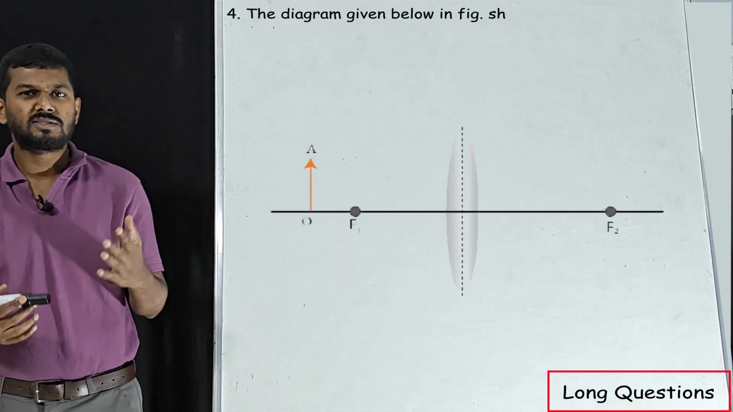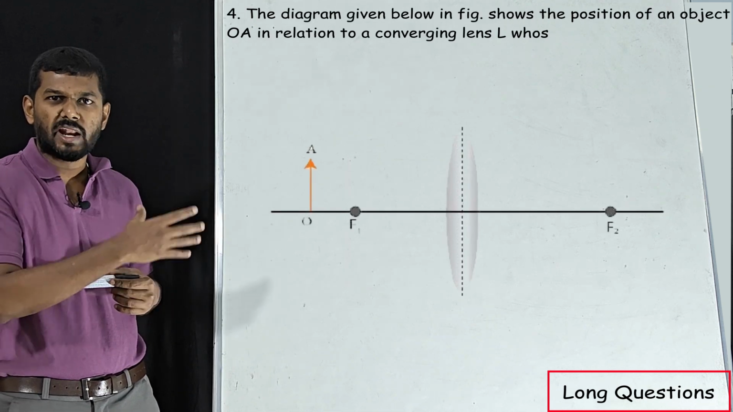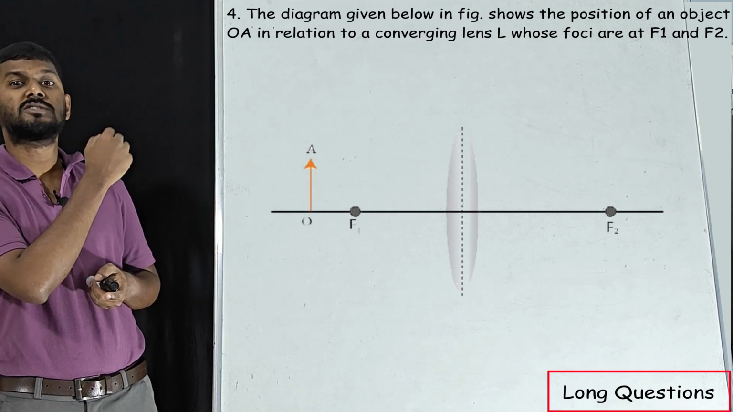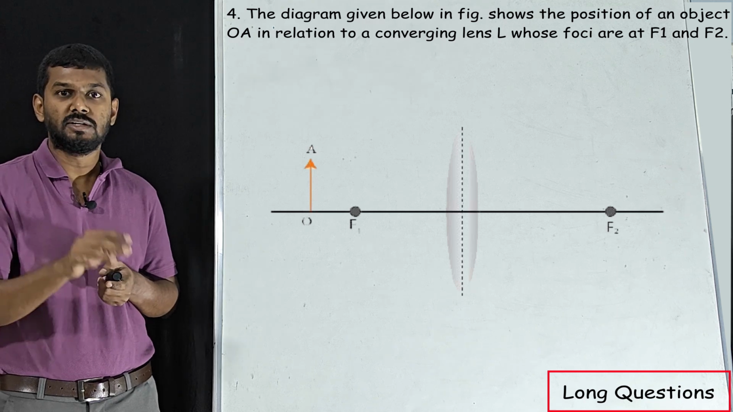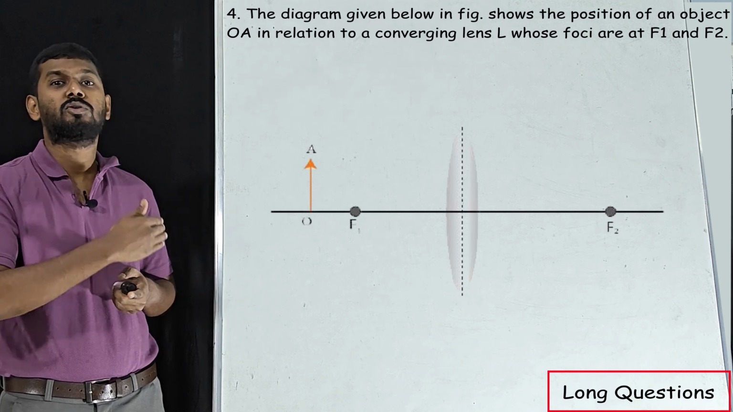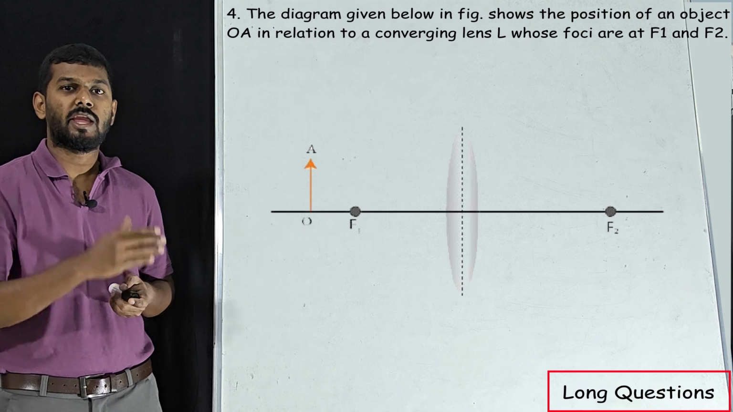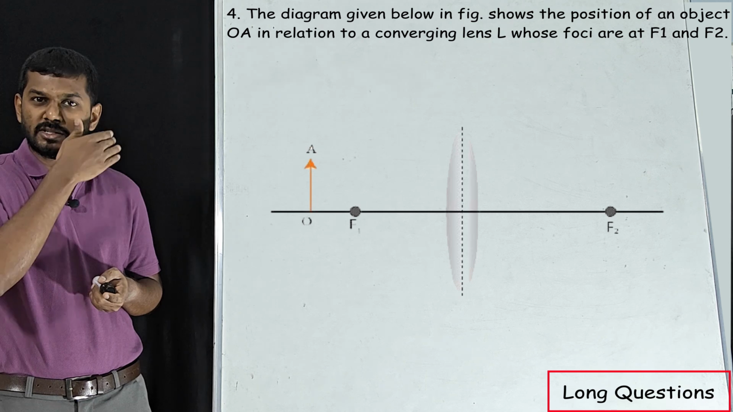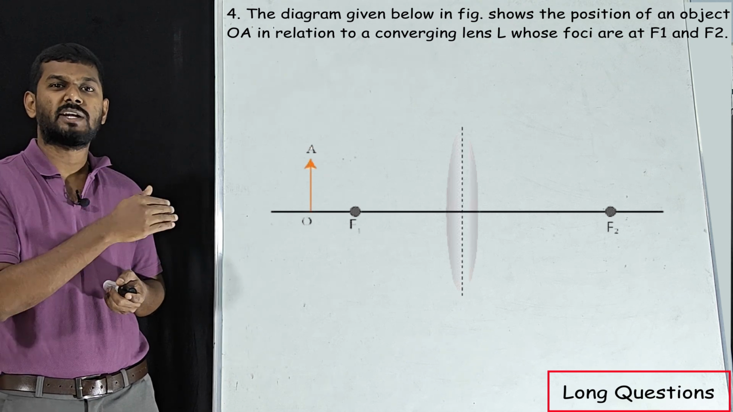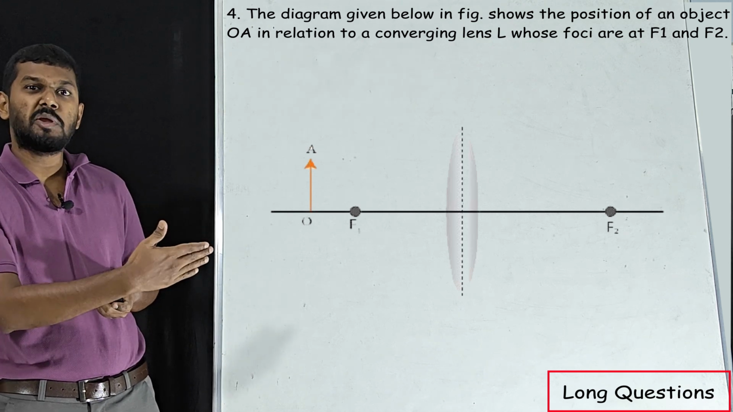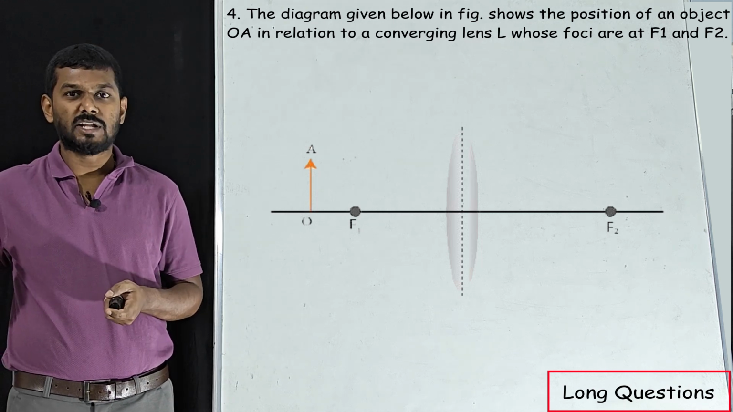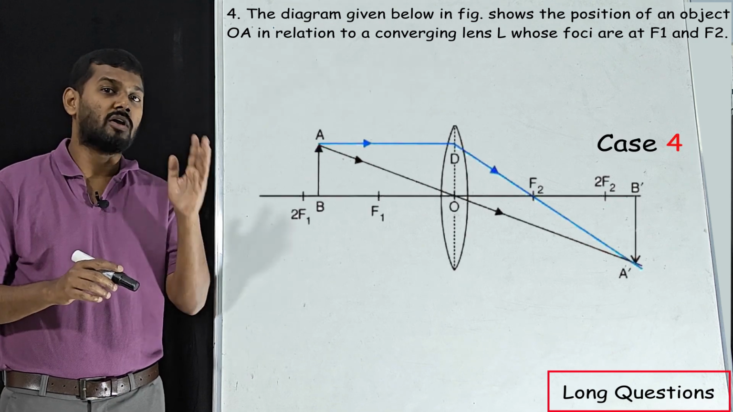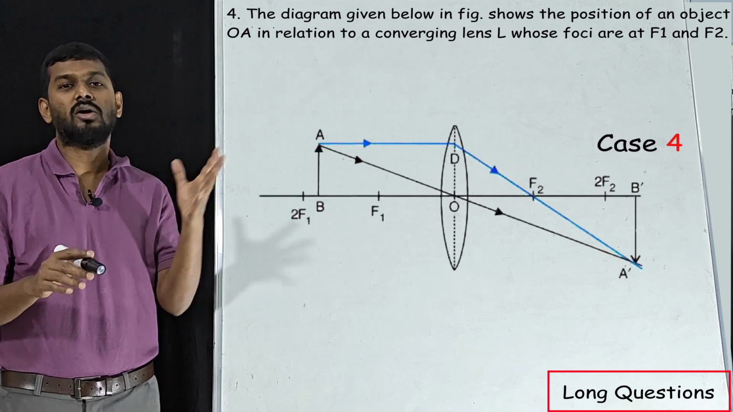Our next question. See the diagram, the object is beyond f1, but f2 is not mentioned. If f2 is not mentioned, that means the object is between f2 and f1. Keep this in mind. If f2 is mentioned, then you have to see the position of the object. Now f2 is not mentioned, so you have to assume the object is beyond f1 and between f1 and f2 only. This is case 4 of convex lens.